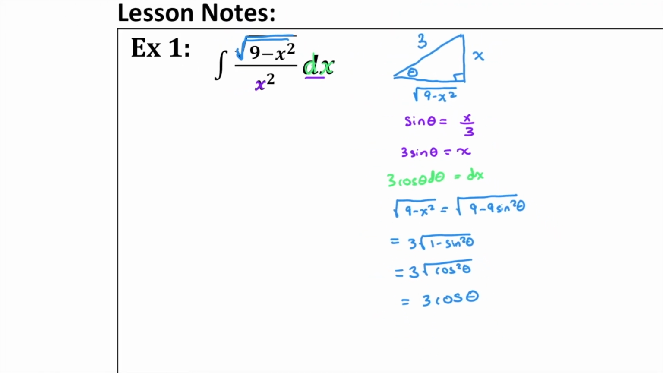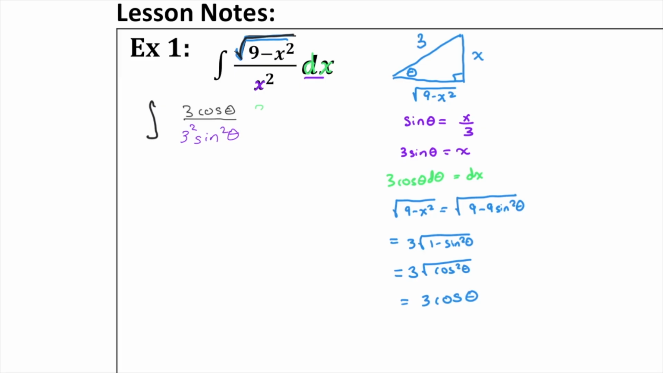All right, we're ready for all of these substitutions. Rewriting our integral, we're going to take the square root of 9 minus x squared, replace it with our 3 cosine theta. X squared is going to be replaced with 3 squared, which is 9, times your sine squared theta.